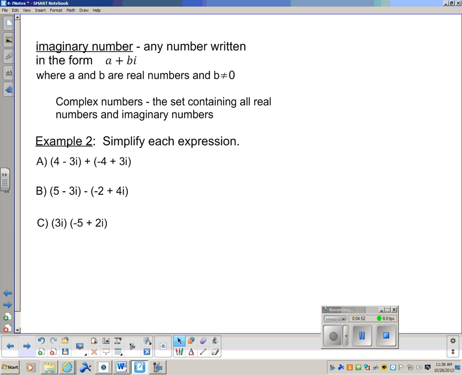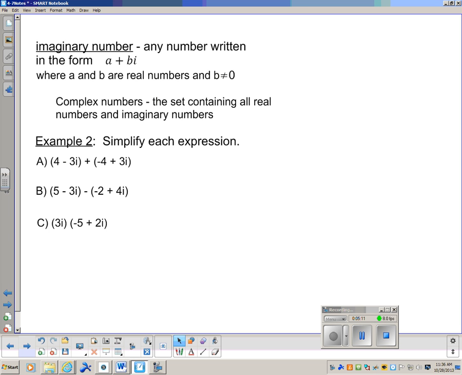Usually we're just talking about real numbers, those that we can graph out. But now we're talking about a bigger set, complex numbers, that contains all the i values, the imaginary numbers, and it contains all the real numbers that we know when we graph things out with. So let's simplify each expression here.